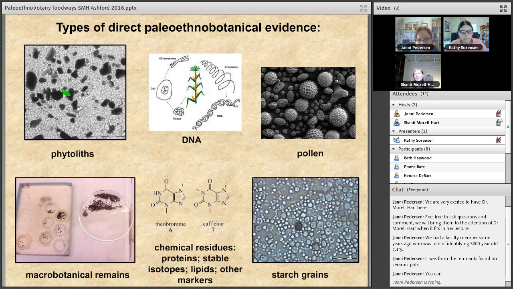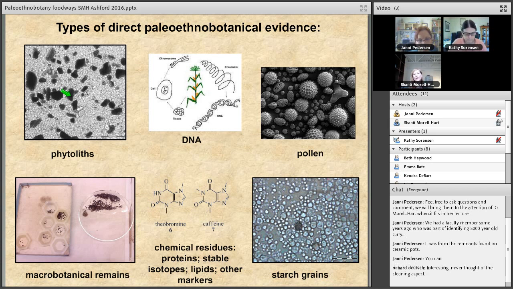There's DNA, where the DNA has preserved really well. We can make use of that. And then different kinds of chemical residues that include proteins, stable isotopes, lipids, and other sorts of markers. So you see here on the right, caffeine, which we associate with coffee. And then theobromine, and let me see if I can see the little chat log here. Does anyone know what theobromine comes from?